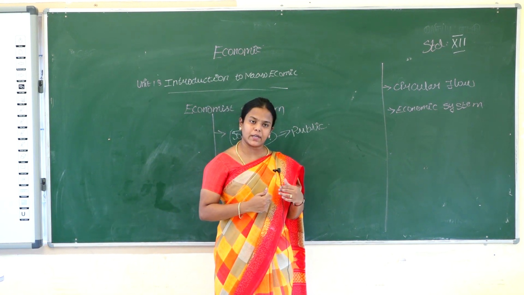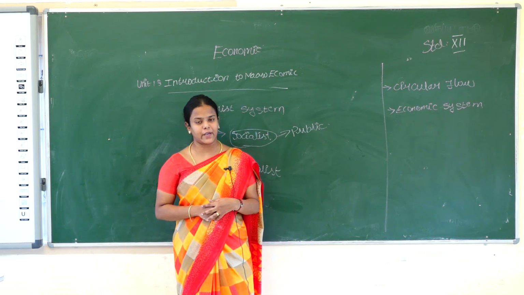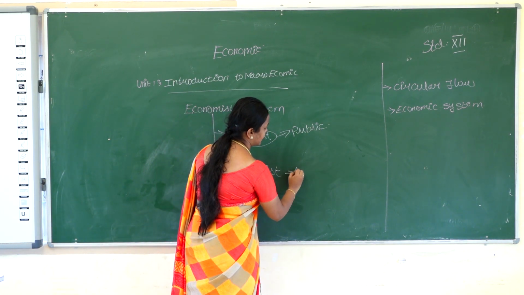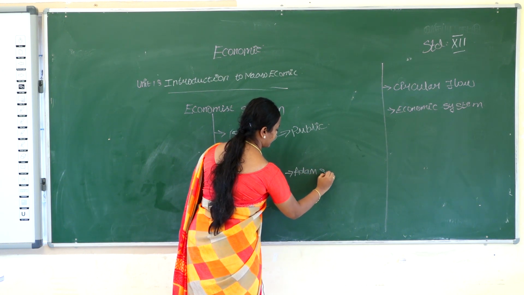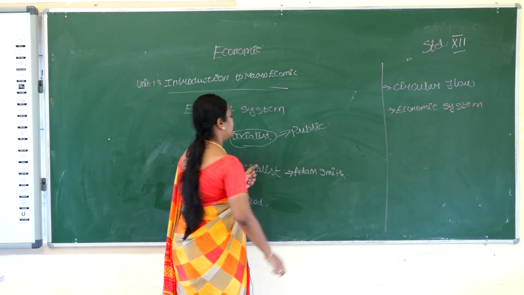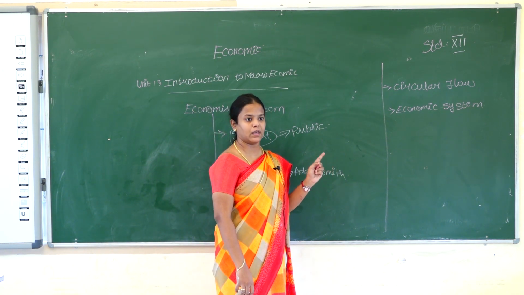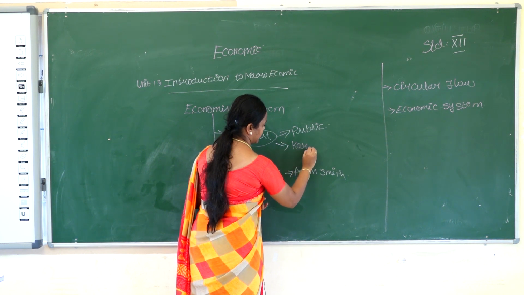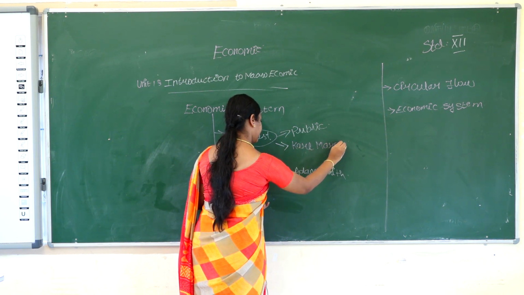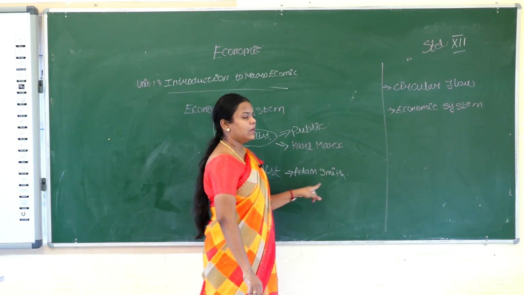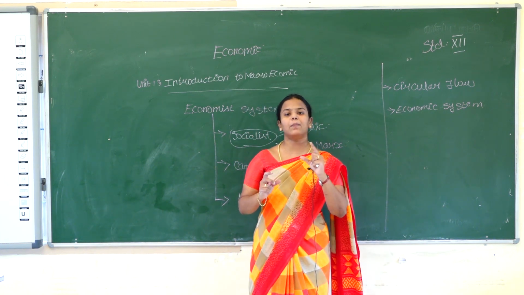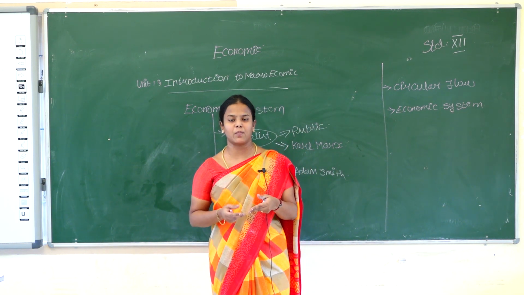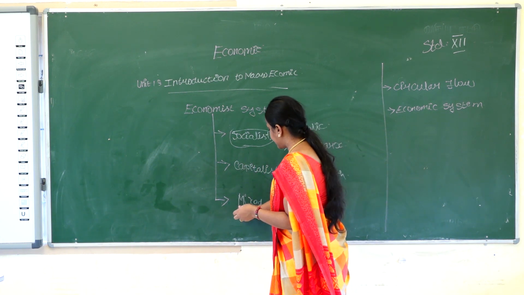Coming to capitalist economy, the father of capitalist economy is Adam Smith. And the father of socialist economy is Karl Marx. In a capitalist economy, it is for a single person only, who has the right, and the role of the government will not be there. Coming to mixed economy.